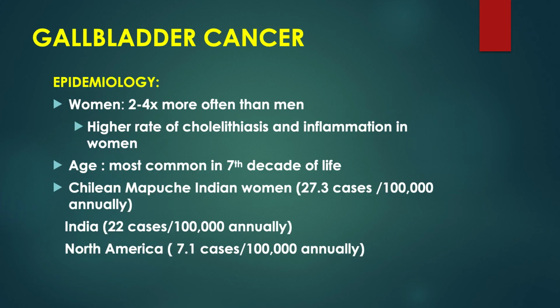The global incidence of gallbladder cancer varies significantly by geographic region and racial group. It affects women 2 to 4 times more than men. This may be related to the higher rate of cholelithiasis and inflammation in women. The incidence increases progressively with age, both in males and females. It is most commonly diagnosed in the 7th decade of life. The highest incidence of gallbladder cancer is found in Chilean Mapuche Indian women, India, and North America. Throughout the world, there are no consistent trends in the incidence of gallbladder cancer, with modest decreases and increases reported in cancer registries from various countries.